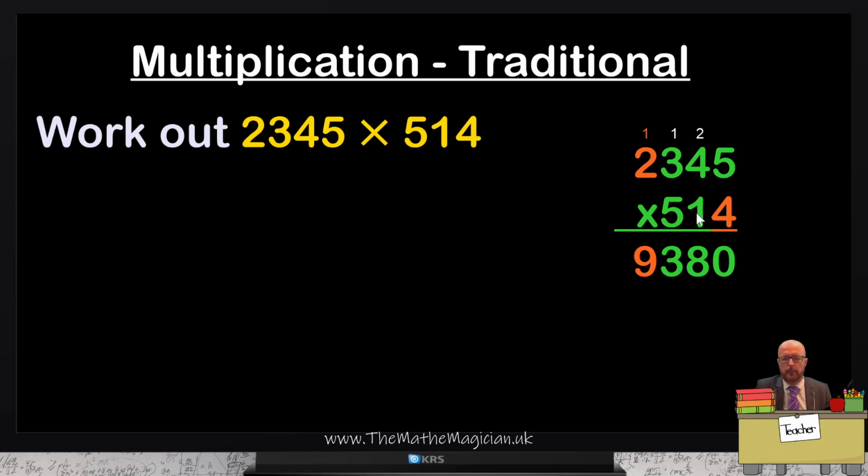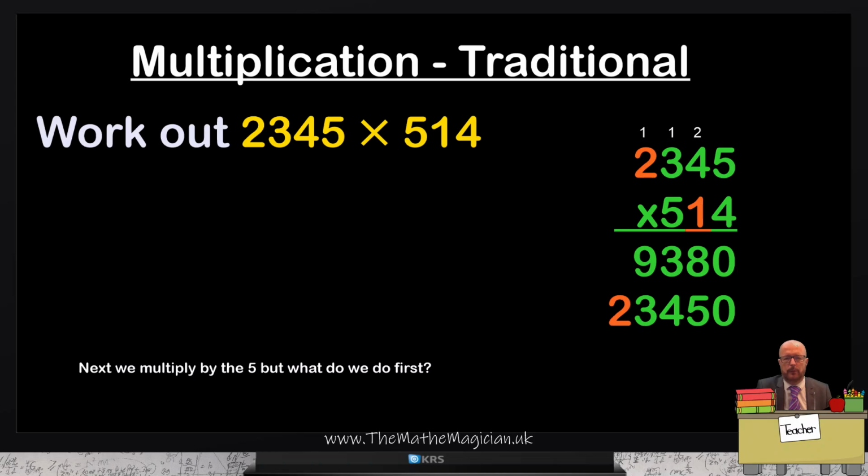Now we're going to move over to multiply everything by the 1. But before we do that, we have to put our zero in, so it lines up with the 1. 1 times 5 is 5, 1 times 4 is 4, 1 times 3 is 3, 1 times 2 is 2. That's quite straightforward when you're multiplying by 1, you just copy the numbers. But next we need to multiply by 5. Now we've not done that before. What's wrong with the 5? Well, it needs to line up here.